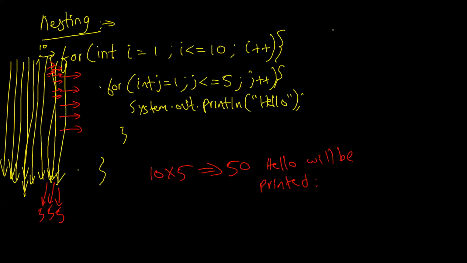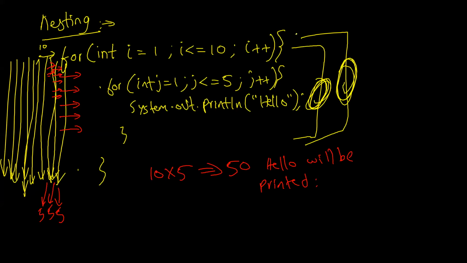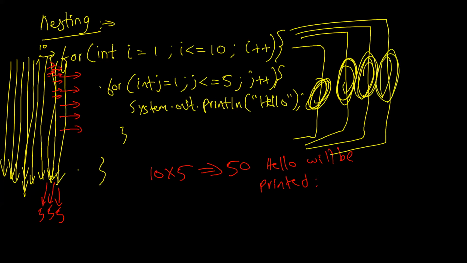Right? 50 hellos, right? It's all about every time this outside loop runs, 5 times the inside will run. 5 times it will be printed. Again the outside loop will run, and 5 times this will run. So every time you run an iteration of the outside loop, you'll be running the inside loop.